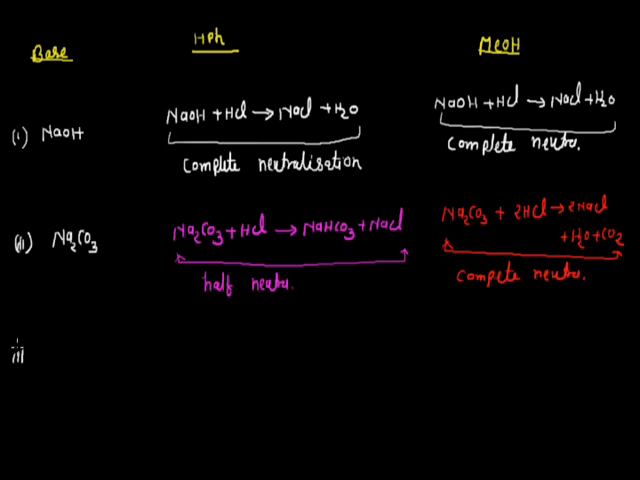And third, we are taking sodium bicarbonate, and using phenolphthalein indicator, it shows no reaction. With methyl orange, sodium bicarbonate reacts with HCl. After the reaction, it gives NaCl plus H2O plus CO2. Now let me discuss another type of titration.